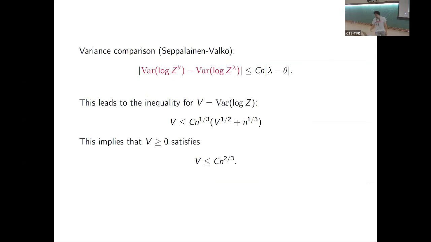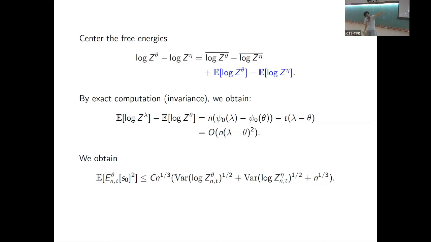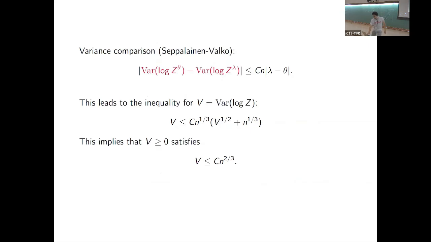So this already appears in Zeppelin and Valco. So it might be, oh my, this is integrable. No, it's actually just for monotonicity that you get this. And so once you deal with this extra term, I want to change this eta back to theta. Then I really have the variance of theta is bounded by n to the 1/3 times v to the 1/2, the variance of theta to the 1/2, plus n to the 1/3. Since v is non-negative, it must be bounded by n to the 2/3.